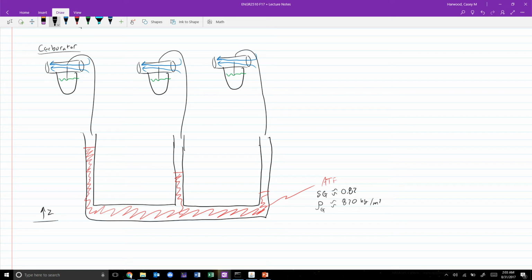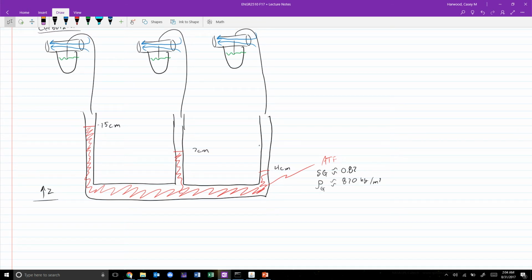So let's go ahead and say that this first leg, cylinder number 1, is at a height of 15 centimeters above the bottom of the tube. The second leg is going to be at a height of 7 centimeters, and this third leg will be at a height of 4 centimeters. Okay, so this is what we're given.